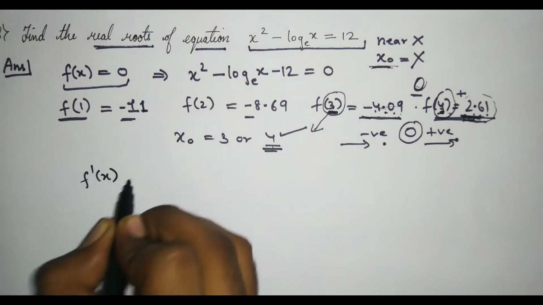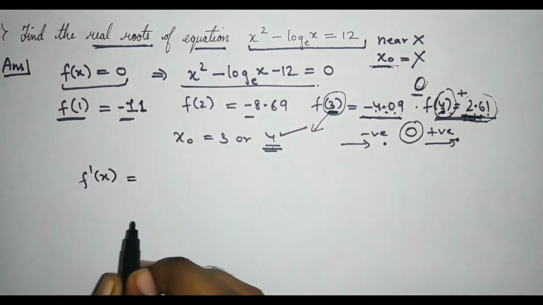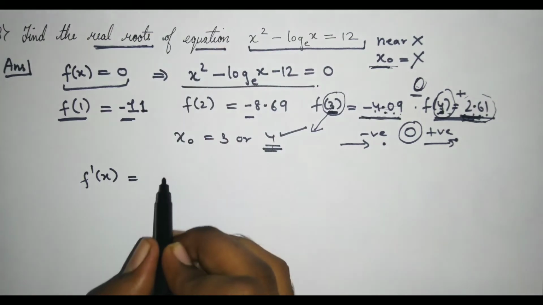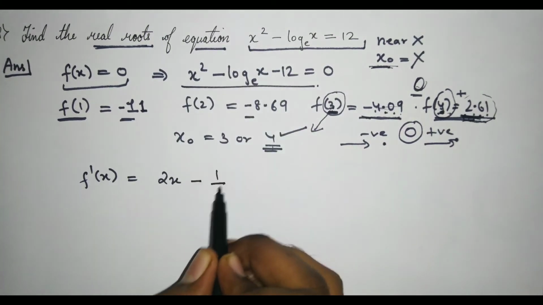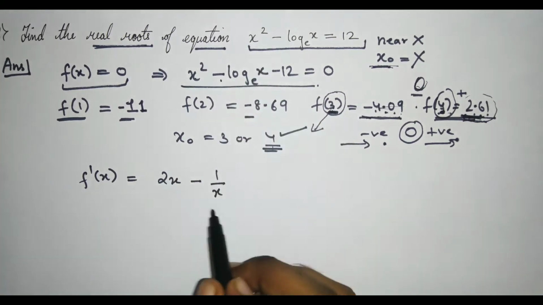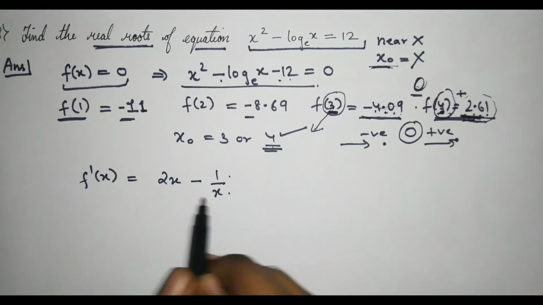f dash of x. Again the same step you have to follow, f dash of x. So differentiate this with respect to x. The differentiation of x square is 2x, the differentiation of minus log x is minus 1 by x, and the differentiation of minus 12 is 0. So this is f dash of x.